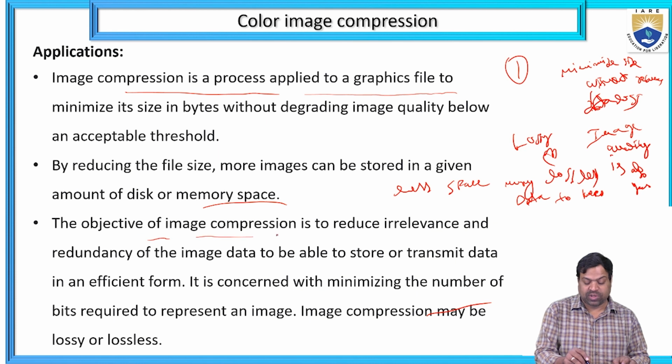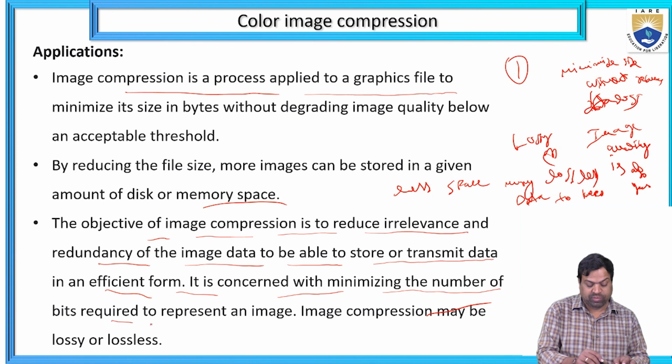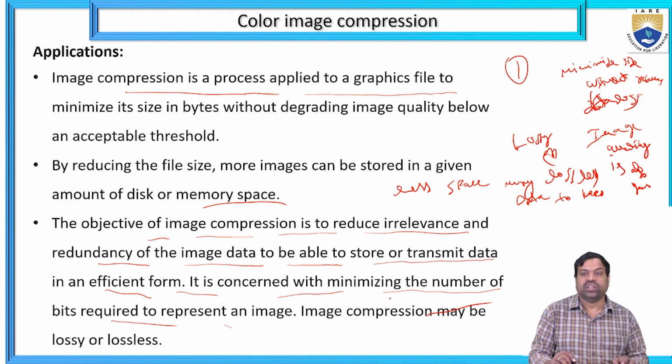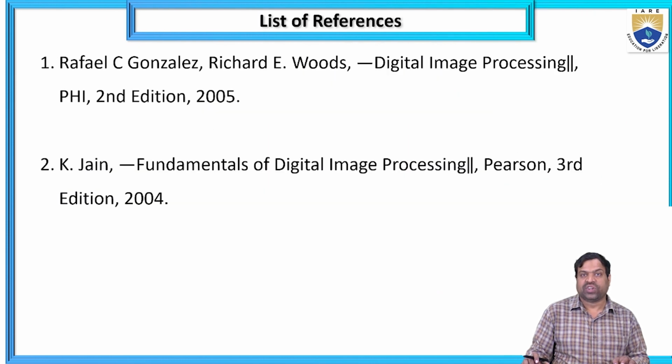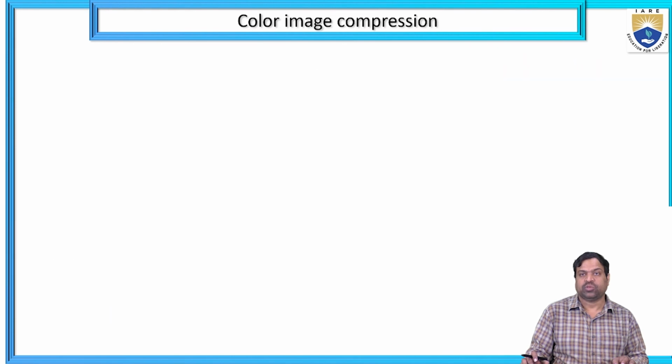So the objective of image compression is to reduce irrelevance and redundancy of the image data to be able to store or transmit data in an efficient form. It is concerned with minimizing the number of bits required to represent an image. The image compression may be lossy or lossless. These are the references for the image compression topic of digital image processing.